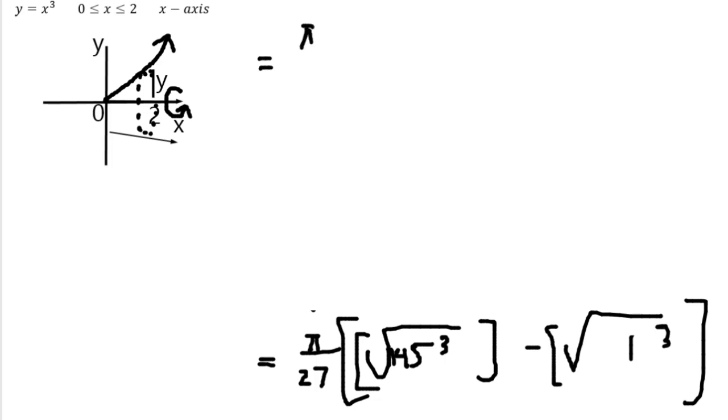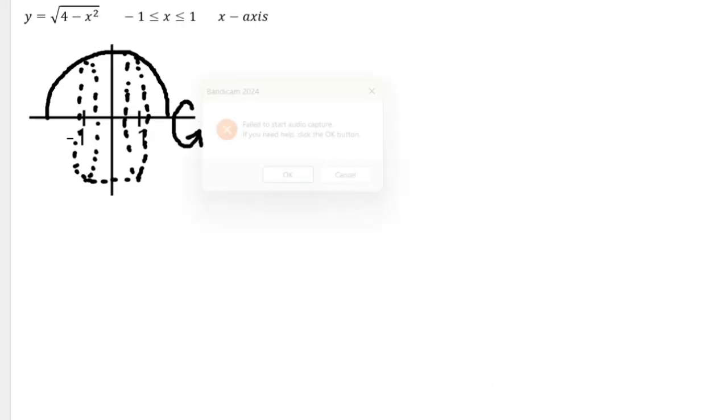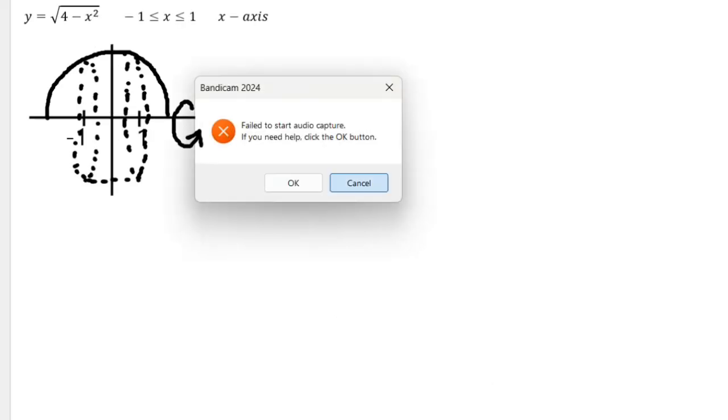Okay, so we got pi over 27, and we're not going to use everything here. We'll just leave it like this. It's too massive, so we can just write it again as 3 over 2, and we're going to subtract it by 1. So I think we leave it as this. You can just plug it in a calculator. Now let's try another problem.